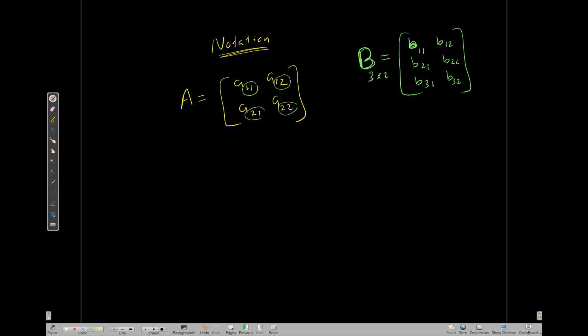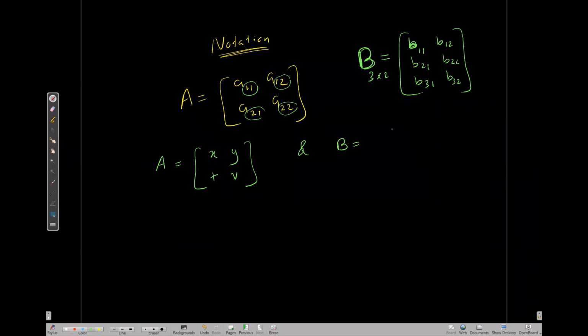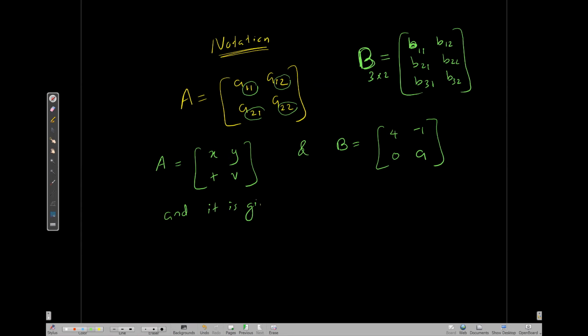Now, if two matrices are equal, each entries are equal. So let's say A is X, Y, T, U, and B is 4, -1, 0, and it is given that A equals B. If that is the case, then each entry, see, X must be 4.